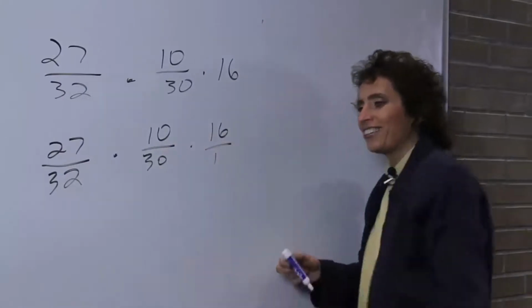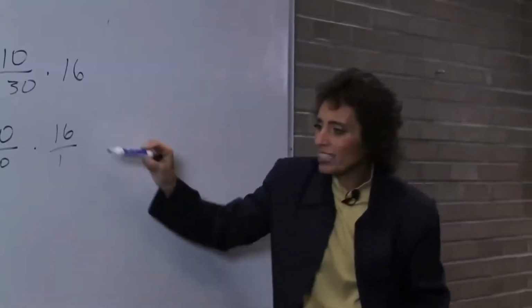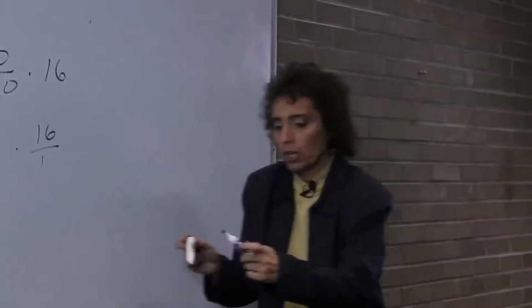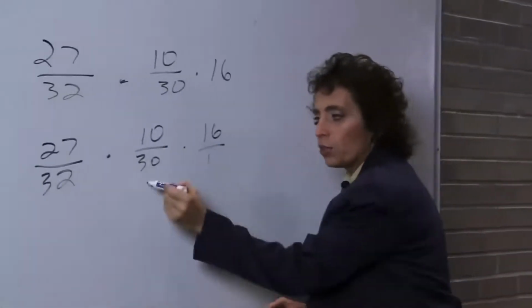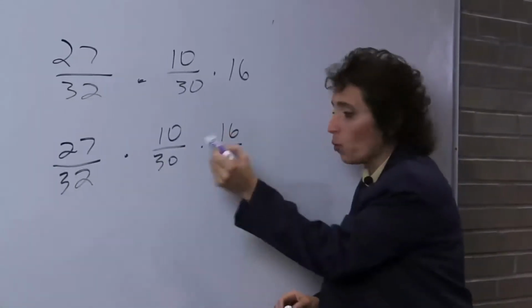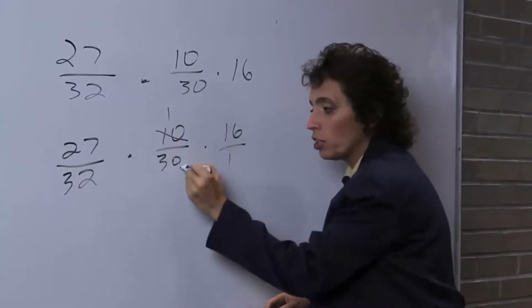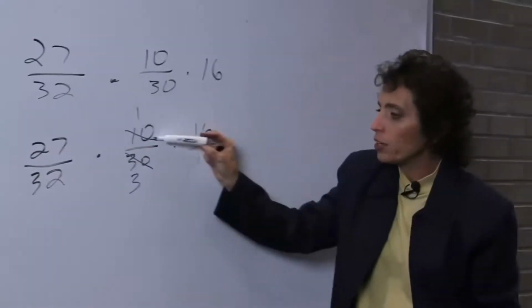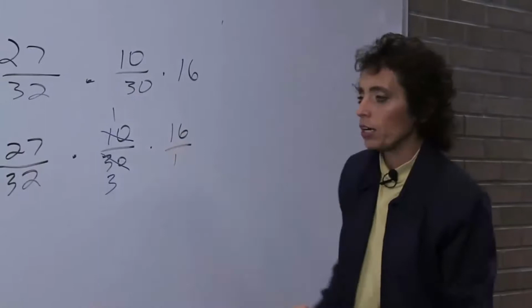So I'm going to do 27 over 32 times 10/30ths times 16 over 1. Oh, look, 3. This is going to be so much fun. Watch how I'm going to do this. I'm going to take care of this right away. I'm going to reduce this fraction. I can always do that because I'm just reducing a fraction. Numerator with denominator. 10 goes into 10 once, 10 goes into 30 3 times.